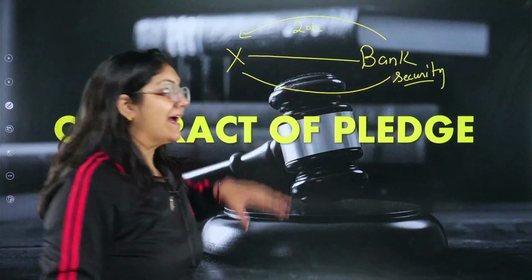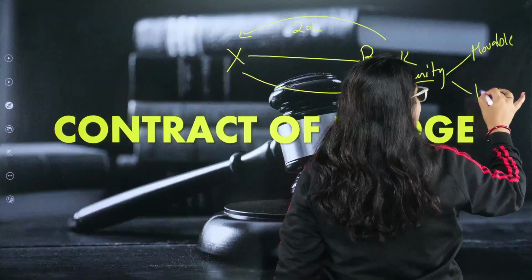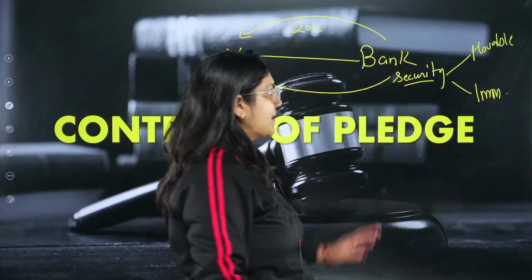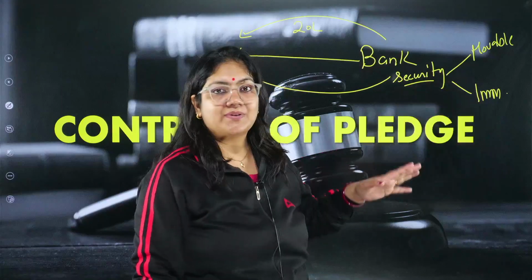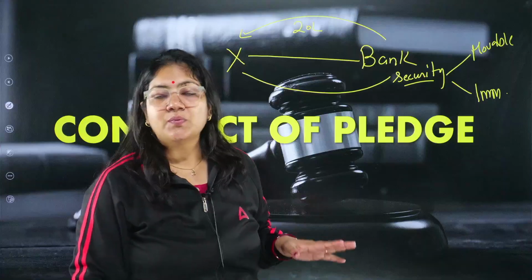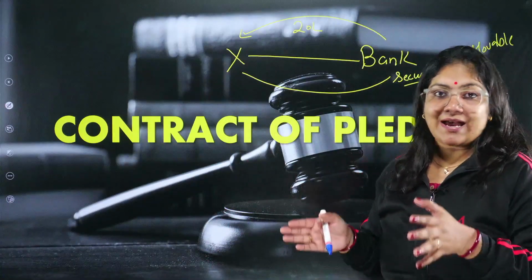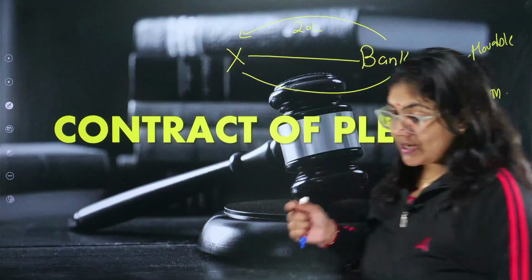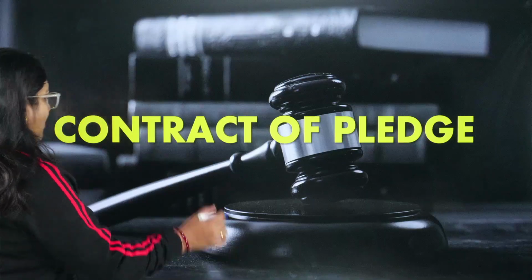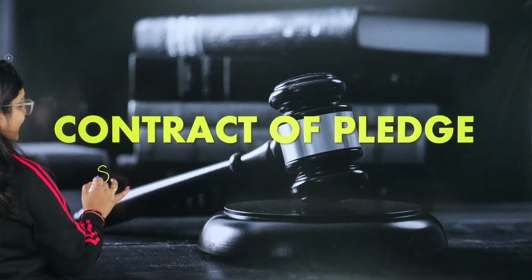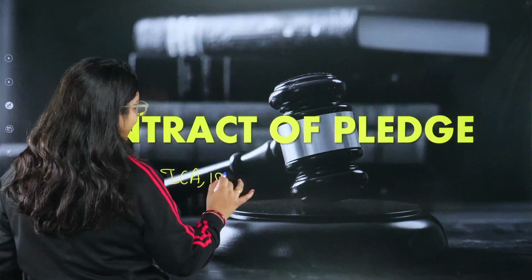The security can be movable property, and the security can be immovable property. Movable property can be moved from one place to another, and immovable property cannot be moved. Examples of movable property are car, jewelry, etc., and immovable property, land, house, etc. Okay. So now what exactly does the term pledge mean? The definition of pledge is defined in Section 172 of the Indian Contract Act 1872.